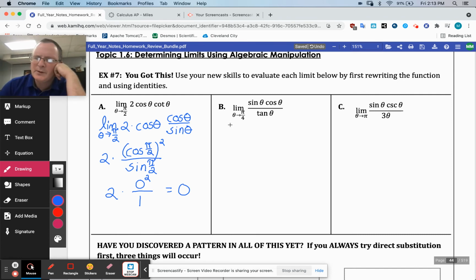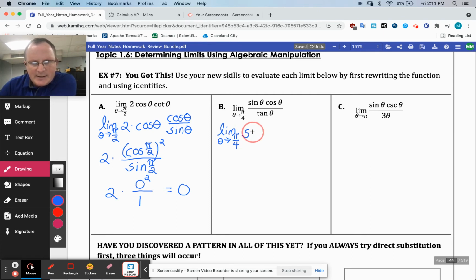What about this one? Let's rewrite it. What would be the best way to go? So we've got the limit as theta approaches pi over 4. All right. So I like this sine and cosine, but that's a 1 over tangent. So that's another cotangent there. So let's see what we've got.